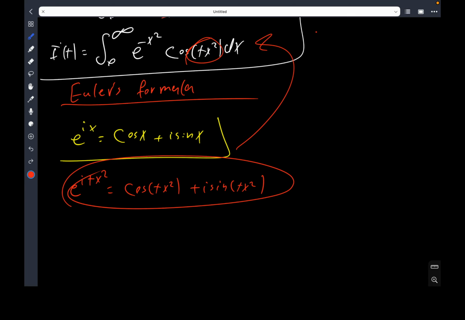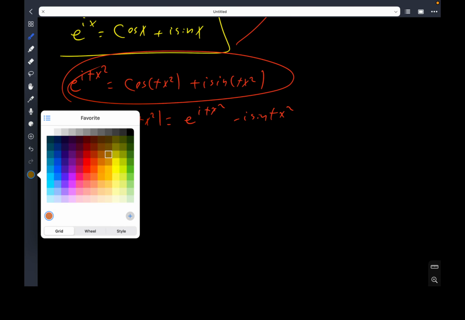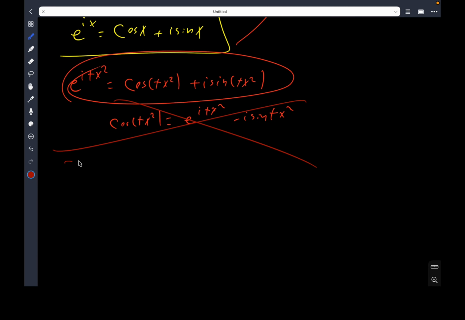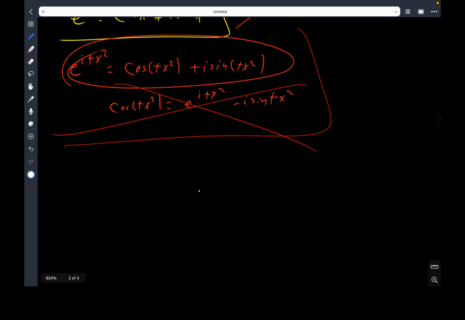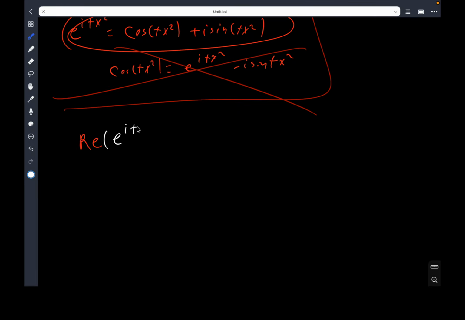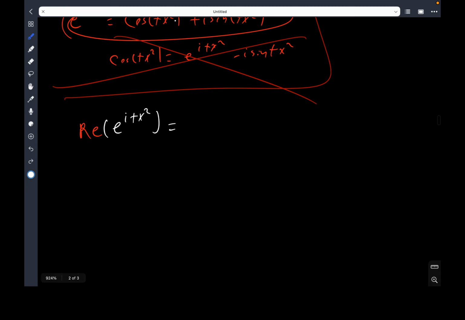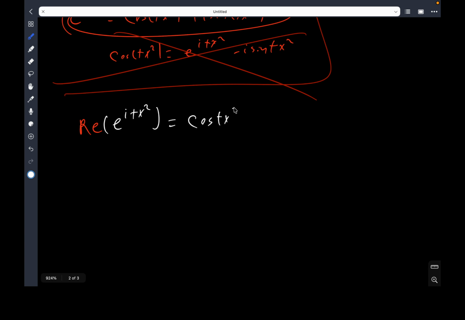But how do we do that? Do I isolate for cosine of tx squared and say it is equal to e to the i tx squared minus i sine of tx squared? Is this correct? No, that's wrong. That is absolutely 100% wrong. Instead, if I use the real operator, real of e to the i tx squared, that means I only mean this part of the expression, the real part, cosine of tx squared.